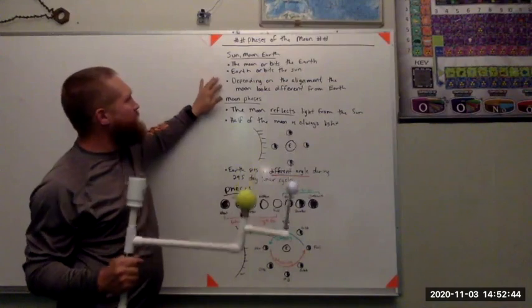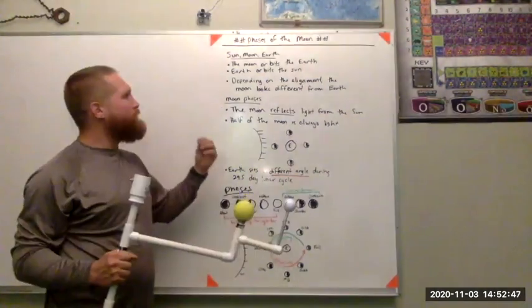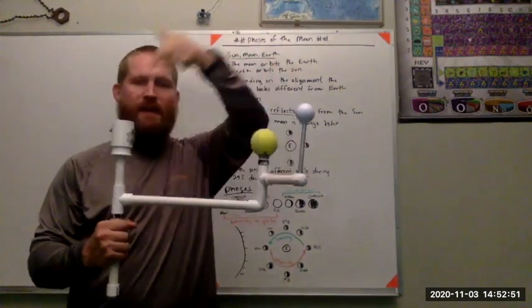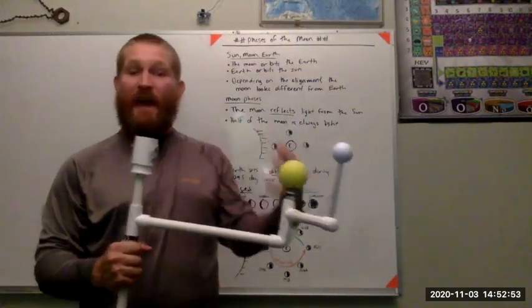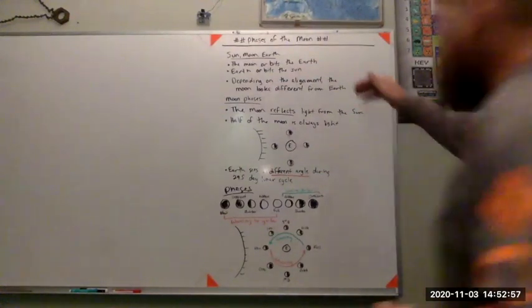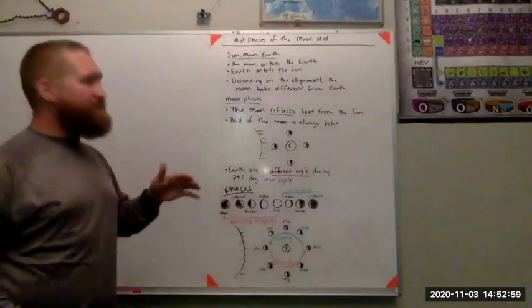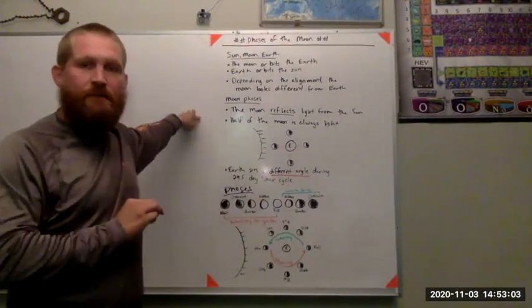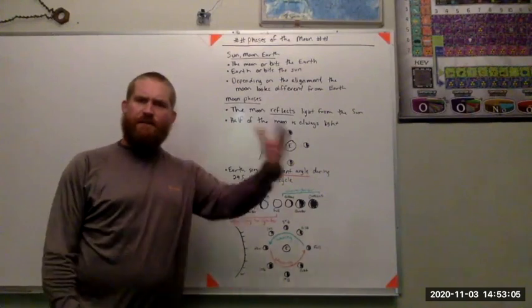And depending on the alignment, the moon looks different from Earth. So depending on where the moon, the Earth, and the sun are, how they're lined up, that's what changes what the moon looks like to us, okay? So I'm going to go through these notes. We're going to write some stuff down. We're going to continue through, and then I'm going to show you some examples using that model and using another model that I think will help this make more sense, but I'd like to write it down first.